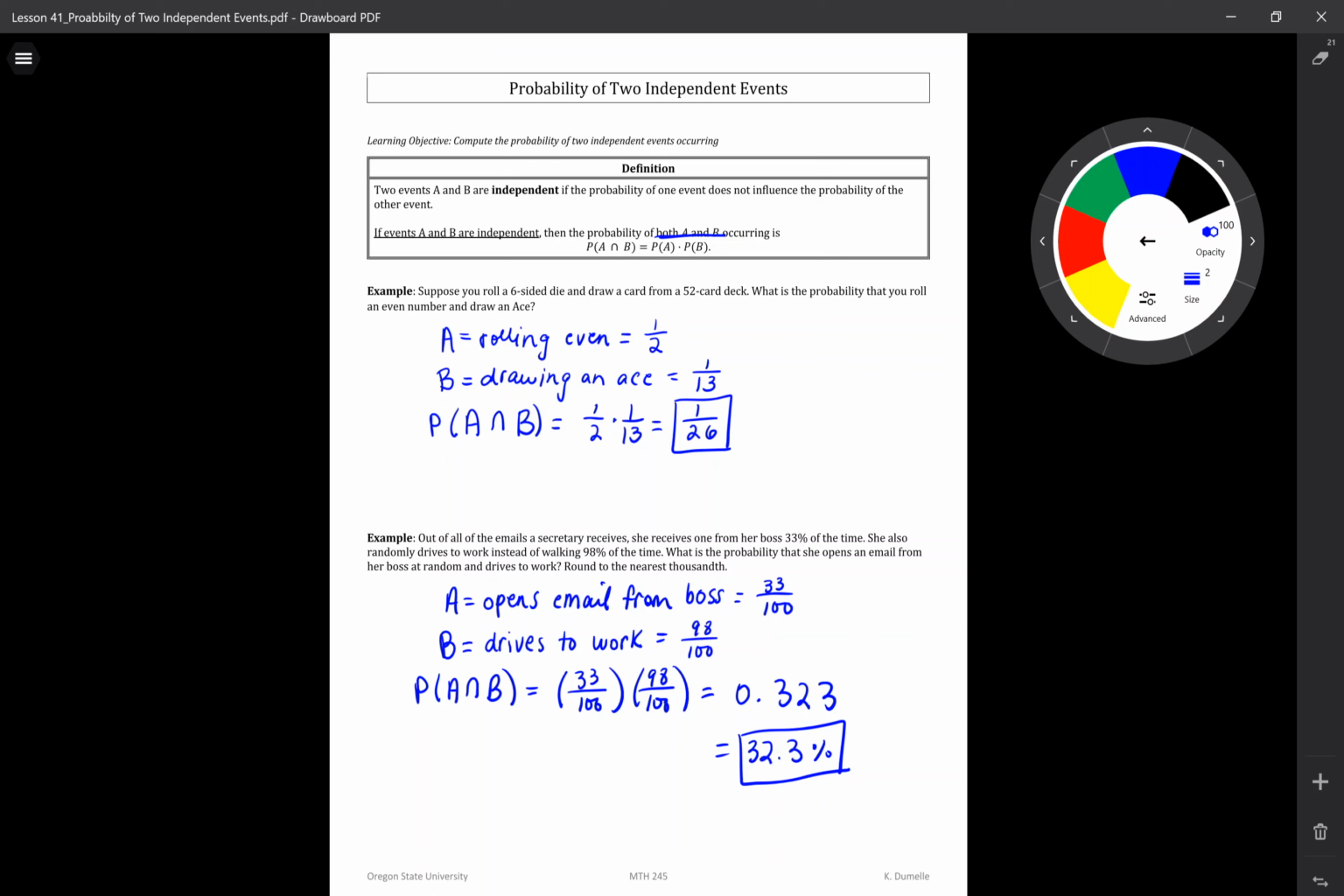Again, this multiplication of A and B, their probabilities, only is the case when A and B are independent from each other, meaning that they don't affect each other in terms of probability.